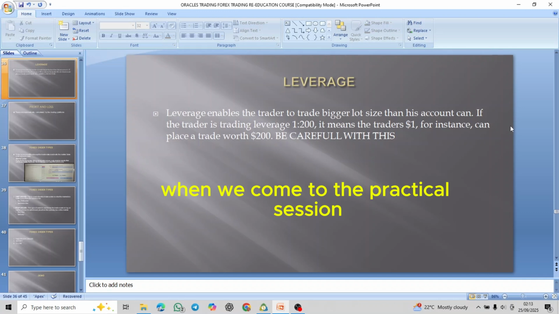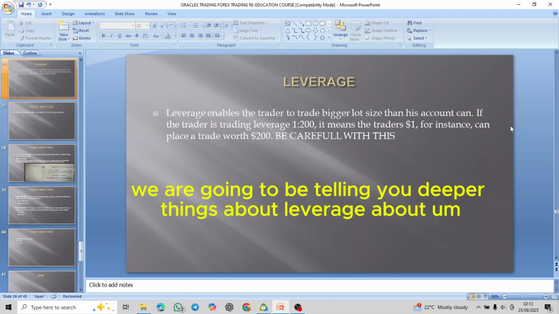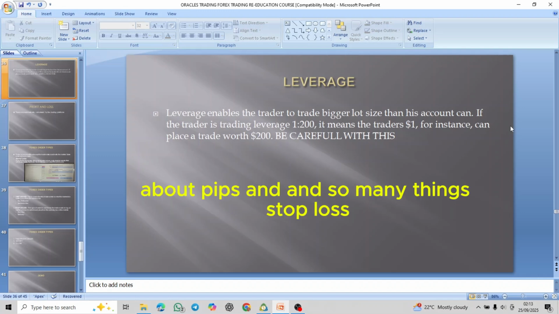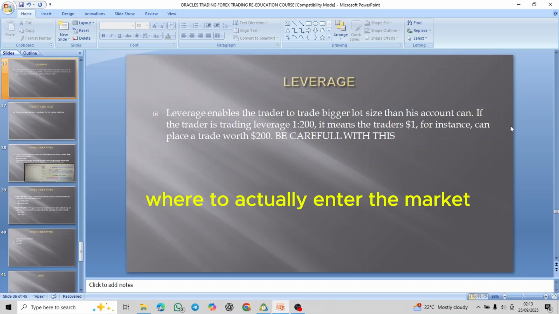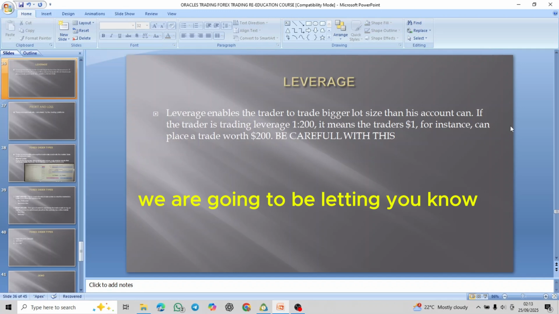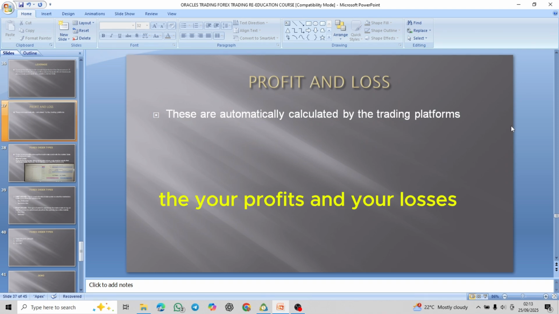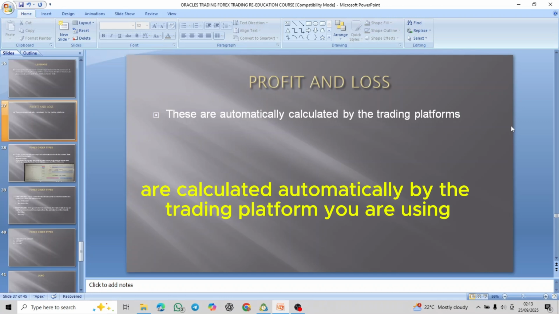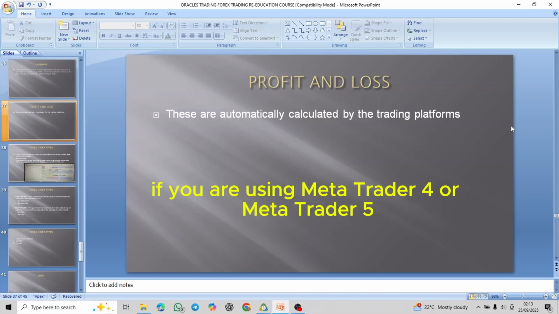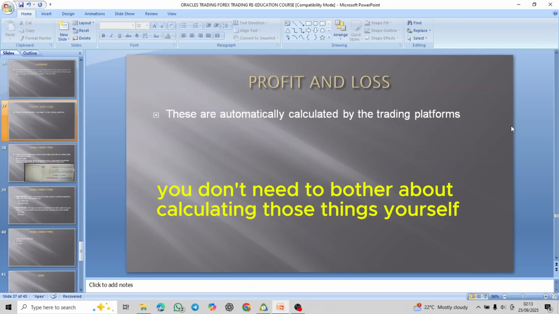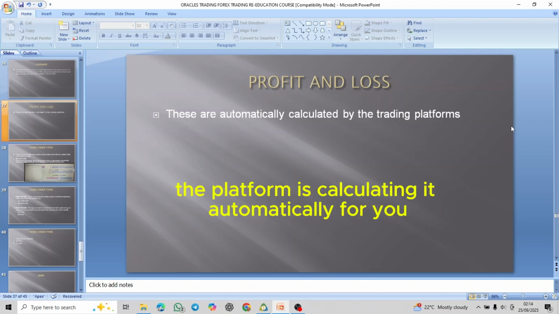When we come to the practical session, we are going to be telling you deeper things about leverage, about pips and so many things. Stop loss, take profit, where to take your profit, where to actually enter the market, the exact price to enter the market. We are going to be letting you know. Your profits and your losses are calculated automatically by the trading platform you are using. If you are using MetaTrader 4 or MetaTrader 5, you don't need to bother about calculating those things yourself. The platform is calculating it automatically for you.